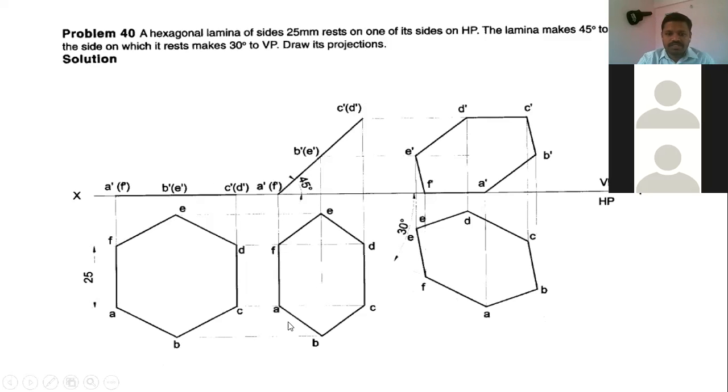Okay, now the second position is done. I hope it is clear to you. Now we'll move on to the third position. What is that? We require inclination of the same plane with respect to VP, as it is given 30 degrees to VP. The third position is inclination to VP.